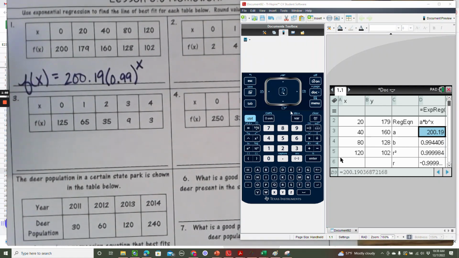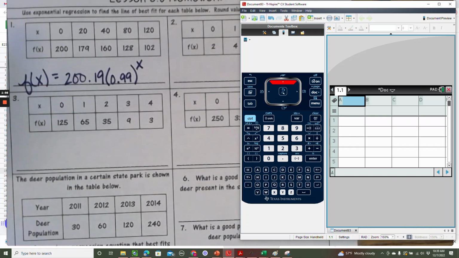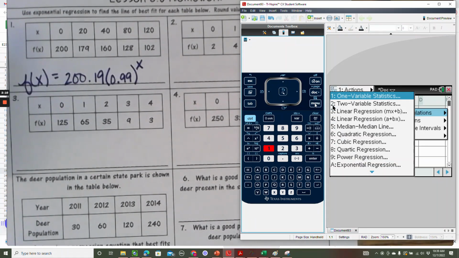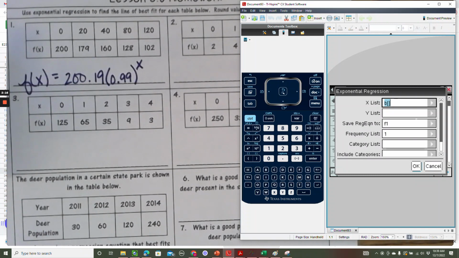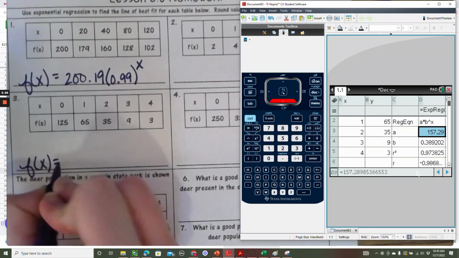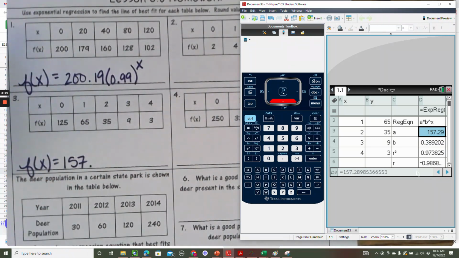So for number 3, we're going to do the same thing. I'm going to start fresh every time. All right, X's 0, 1, 2, 3, 4. Y's. And then menu 4, 1, and it's this very bottom one. It's A, exponential regression. Change the X list to X, the Y list to Y. All right. F of X equals 157 point. All right, this is already rounded.